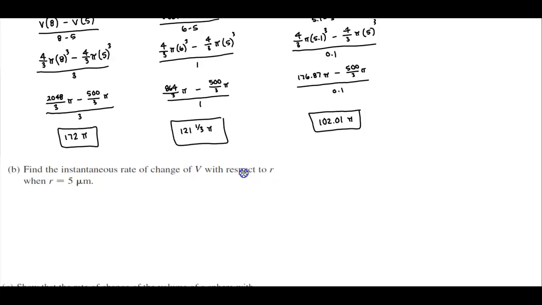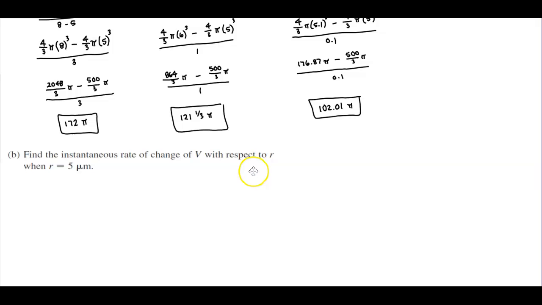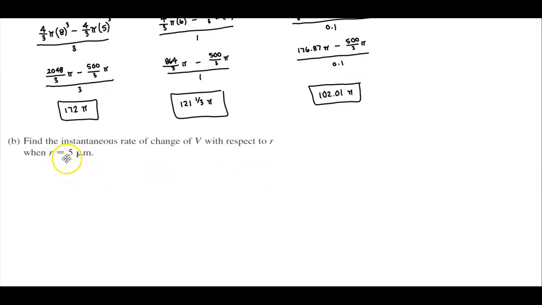Okay, now the next thing here that we want to find is the instantaneous rate of change of V with respect to R when R is equal to 5 micrometers. So we know that the volume in terms of R is equal to 4/3 pi R cubed. We want to find the derivative of that. So finding V prime of R, 3 times 4/3 is going to be 4, and that's going to be 4 pi R squared.